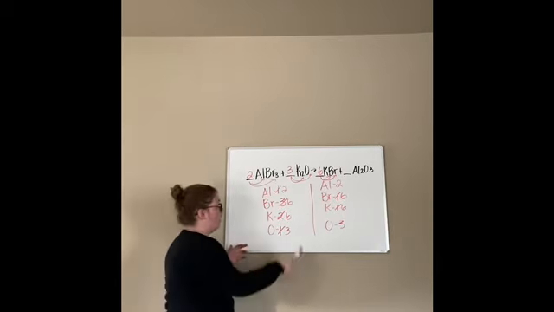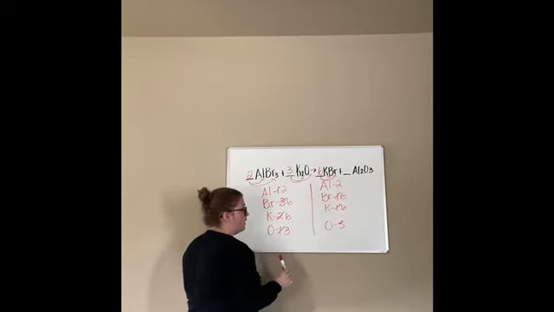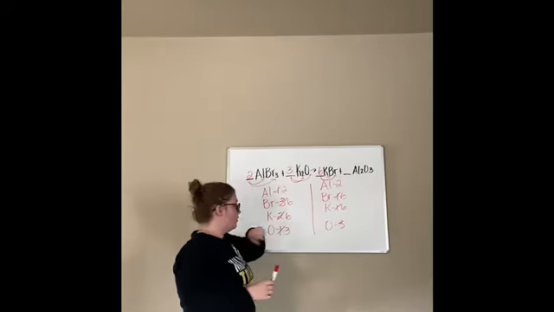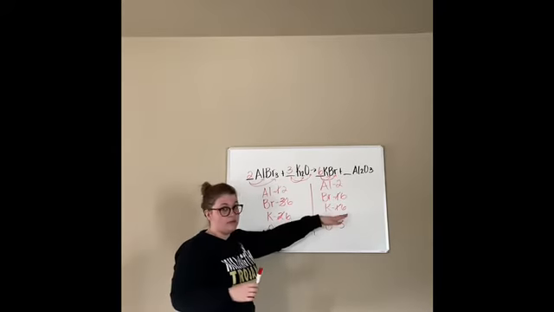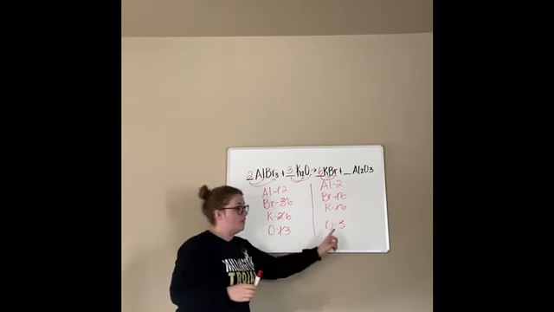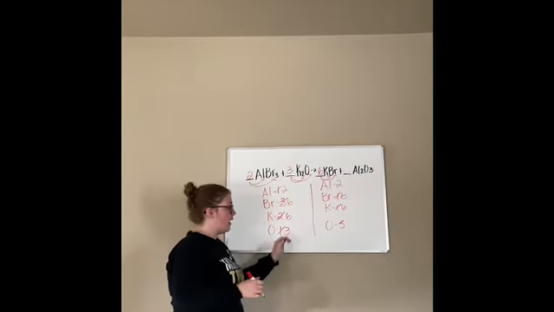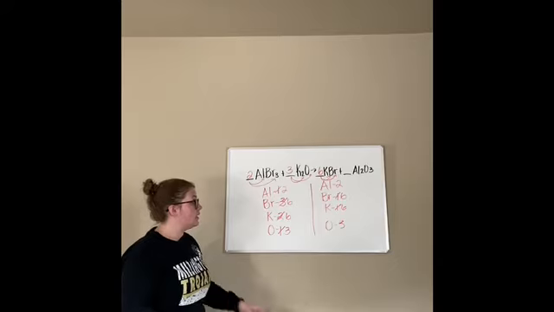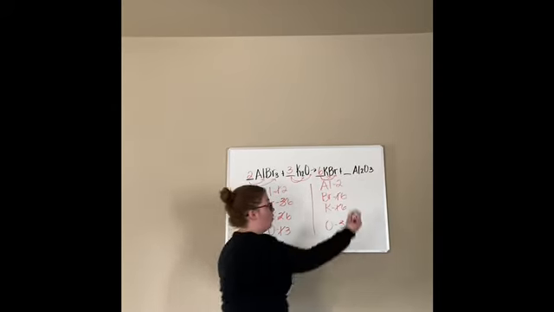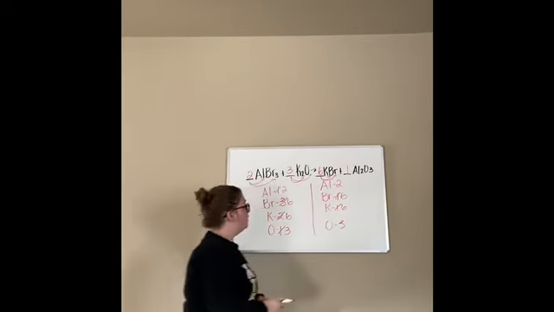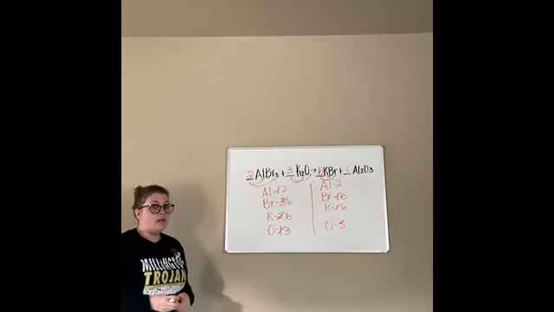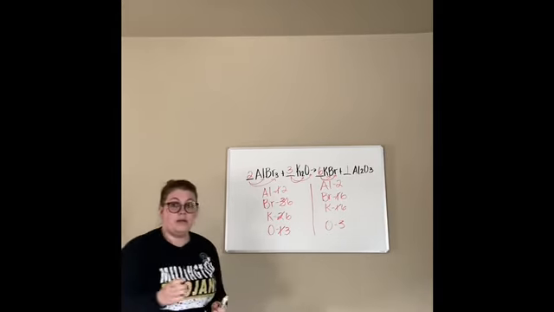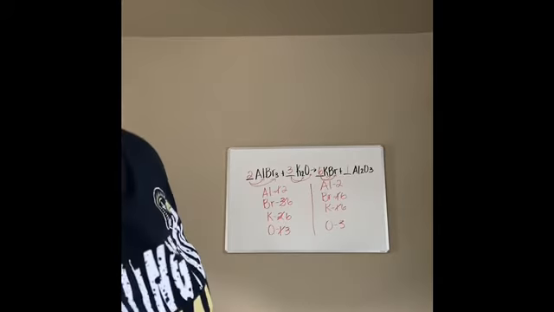Well, now look, I've got 2 Als here, I have 2 Als here. I have 6 Brs over here, I have 6 Brs over here. 6 Ks here, 6 Ks here, 3 O's here, and 3 O's here. So each element is the same on both sides of the equation. So now it's balanced. I can either leave this blank or I can put a 1 here, but that's how you do that. Now, I do want to tell you that if you would have chosen, let me erase this.